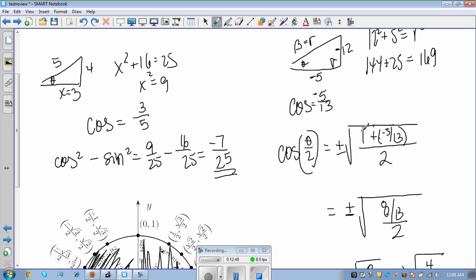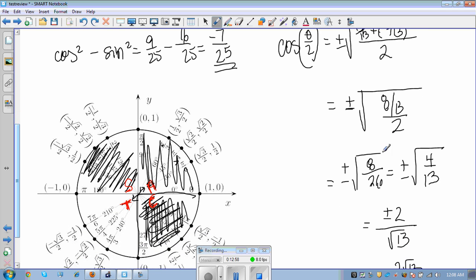And when you get this to be 13 over 13, get a common denominator, then you'll get 8 over 13 over 2, which is equivalent to 8 over 26. Divide both of them by 2, I can simplify, so I get 4 over 13. So I get a positive or negative 2 over radical 13.